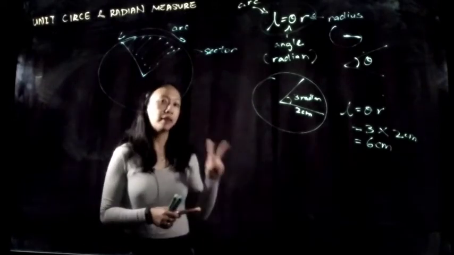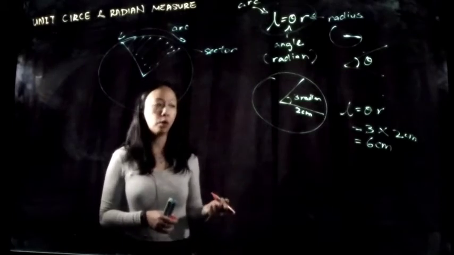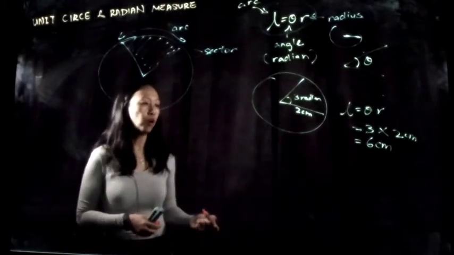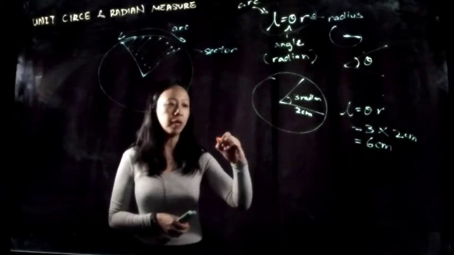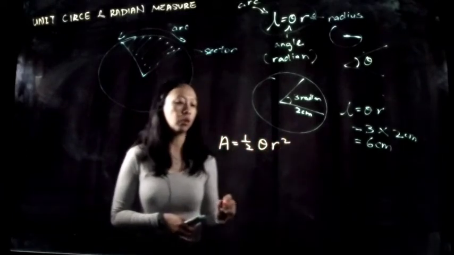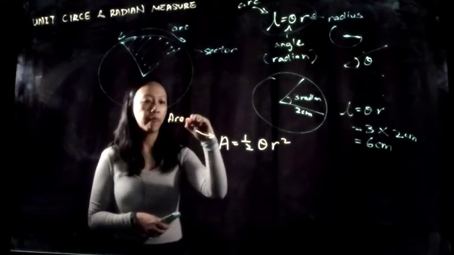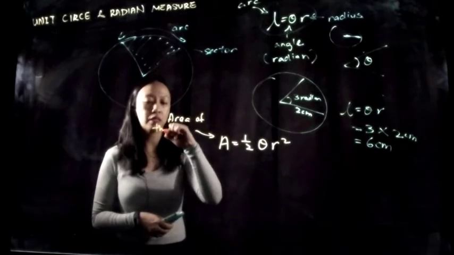So as mentioned, there are two things that we need to calculate. One is the arc length, the other one will be the area of the sector. The formula for the area of the sector will be A equals half theta r squared. So what does A stand for? A stands for the area of the sector.